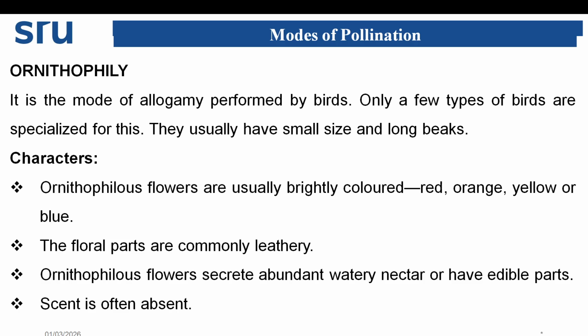The next mechanism is ornithophily. It is the mode of allogamy performed by birds. Only a few types of birds are specialized for this. They usually have small size and long beaks. What are the characters? Ornithophilous flowers are usually brightly colored, that is red, orange, yellow or sometimes blue. The floral parts are commonly leathery. Ornithophilous flowers secrete abundant watery nectar or have edible parts. Scent is often absent.